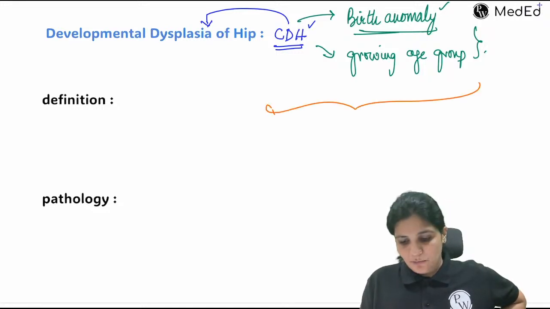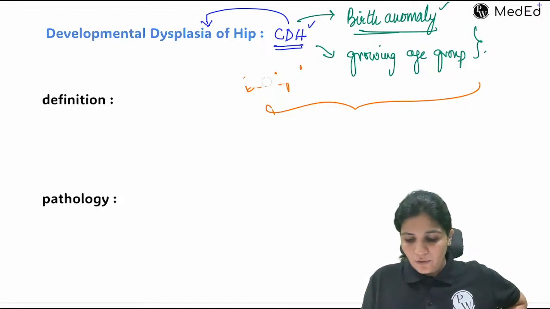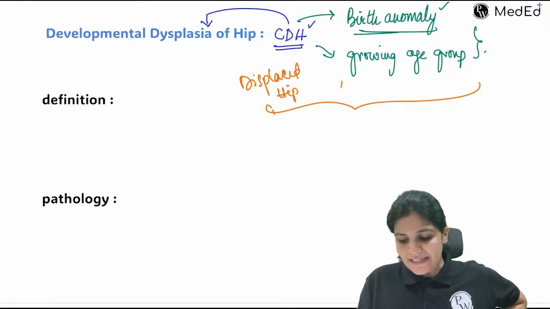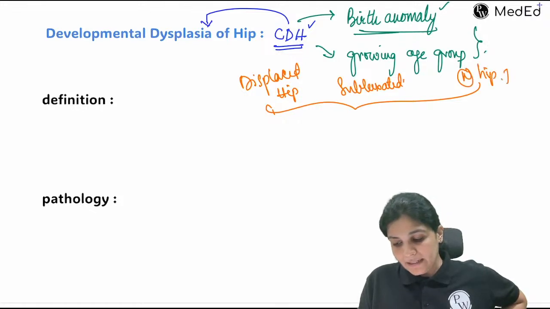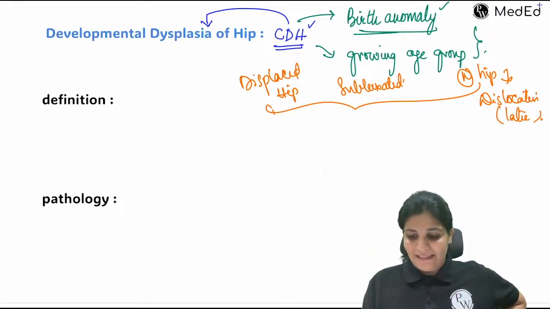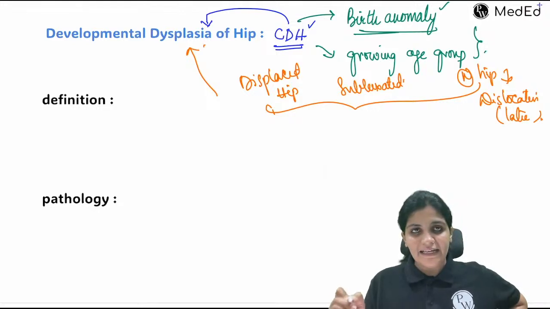This can be a spectrum of disease where the child can directly be born with a displaced hip, or it could be a subluxated hip, or it could be a normal hip but can lead to dislocation later. So putting all this spectrum into one thing, they have named this DDH, that is developmental dysplasia of the hip.